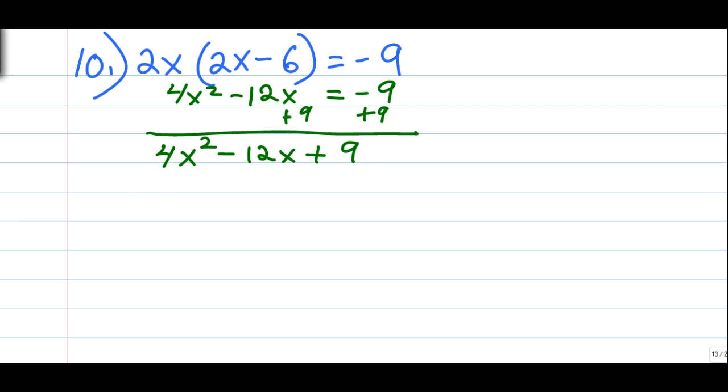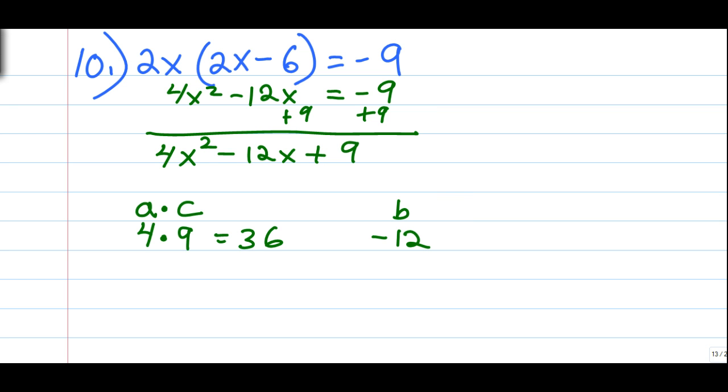Now I'm ready to use the A times C method to solve. So I'm going to take what's in my A position and what's in my C position and multiply them together. This gets me a 4 times a 9, which equals 36. Now I want to pull out what's in my B position, which is a negative 12. So negative 12.